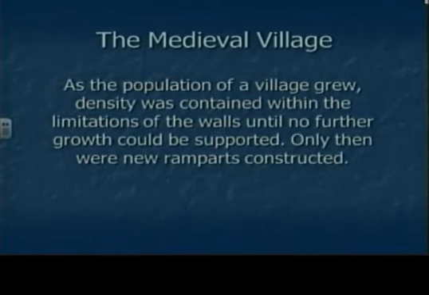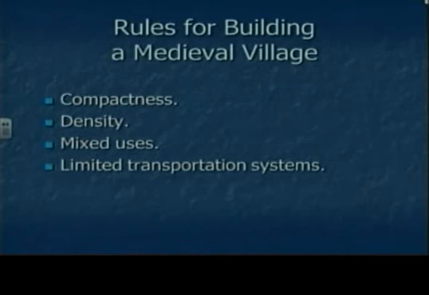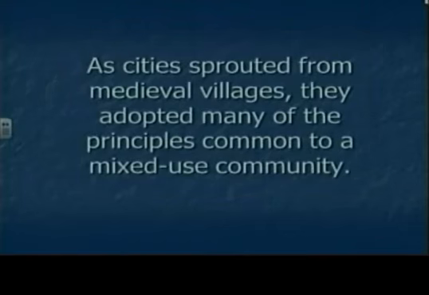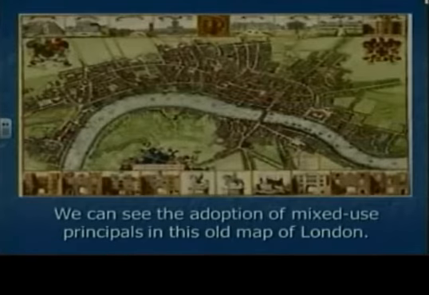As the population of a village grew, density was contained within the limitation of the walls until no further growth could be supported. Only then were the walls or the ramparts removed and then built as more acreage was incorporated. The rules for building a medieval village: compactness, density, mixed uses, limited transportation systems. These are the exact same rules for a mixed-use development. The ramparts of Quebec City, the only remaining fortified city walls north of Mexico. Cities sprouted from medieval villages, they adopted many of the principles common to mixed use.